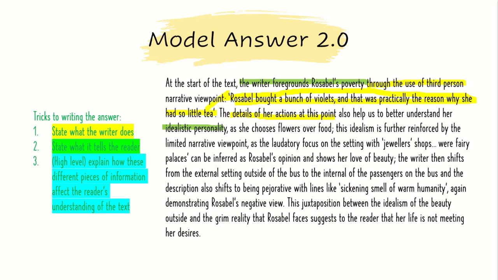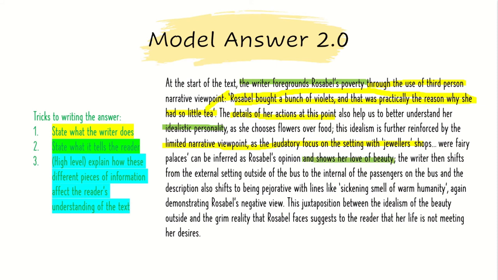So I've made really specific references to this exact short story, so it's clear what I'm saying about it. This idealism is further reinforced by the limited narrative viewpoint, as the laudatory focus on the setting with jeweler's shops with fairy palaces can be inferred as Rosabelle's opinion and shows her love of beauty. Now, notice again here, I have referenced a kind of language point with the laudatory description of the setting, but I've described it as a laudatory focus on the setting. So I'm not analysing the laudatory language itself and how it creates a positive effect. I'm just stating it's a positive effect. Take my word for it, because I'm not allowed to analyse language, and instead I'm going to focus on telling you why it's laudatory at this point, and that's the key thing there. I say what the writer does, and then I say what it tells the reader. So it tells us her love of beauty.